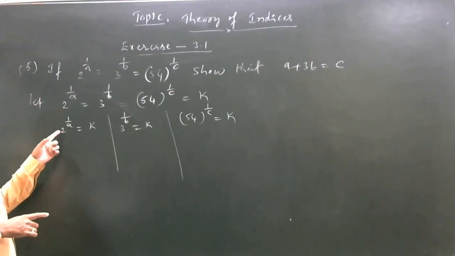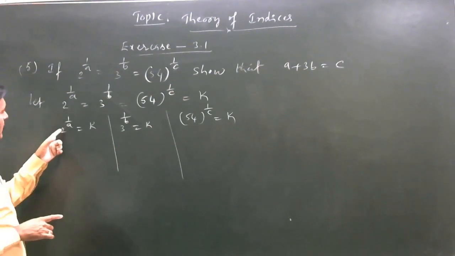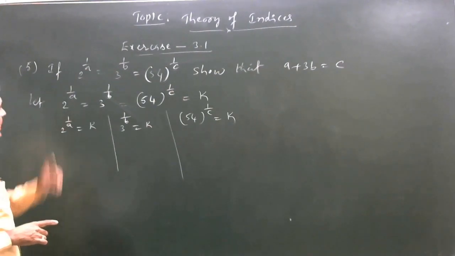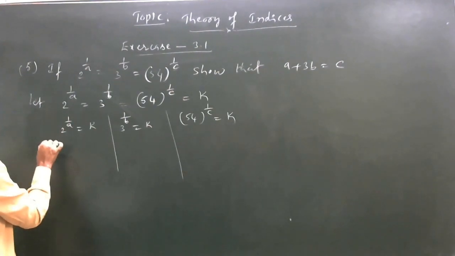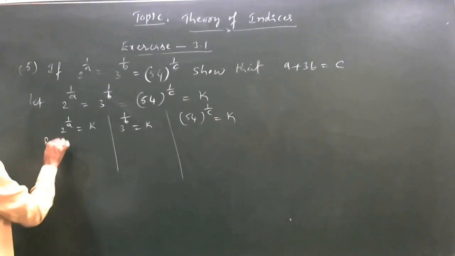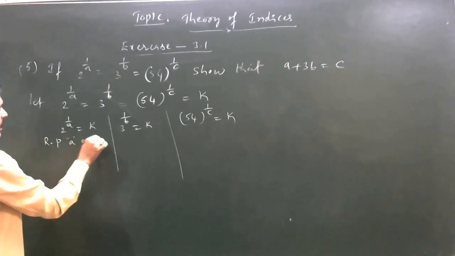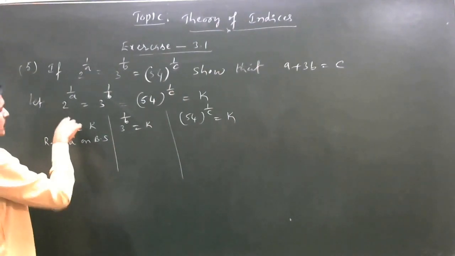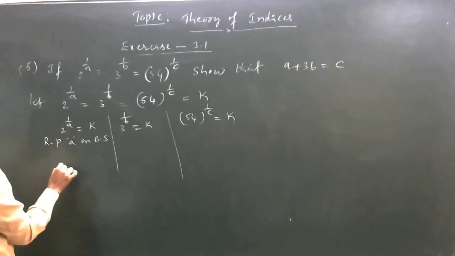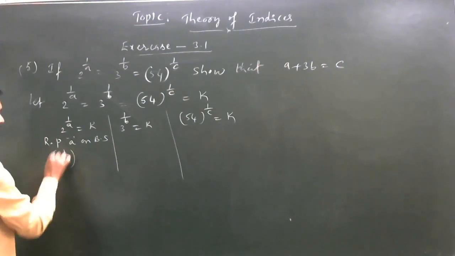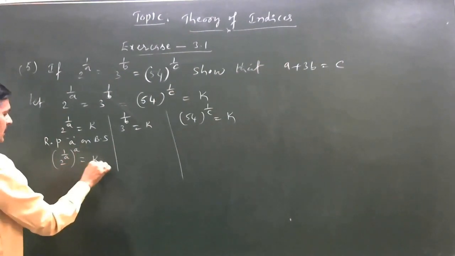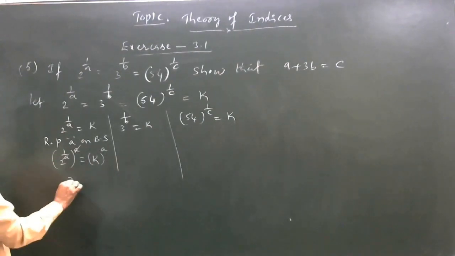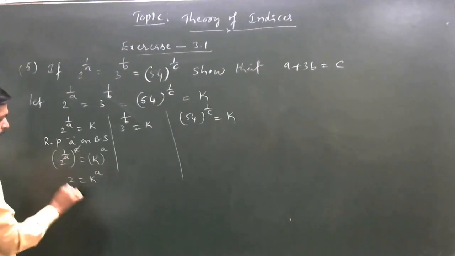What is the 2 power value here? 1 by a. In 2 power 1 by a, the 1 by a can be removed by raising to the power a on both sides. 2 power 1 by a whole power a is k power a. Here a gets cancelled. So 2 equal to k power a.